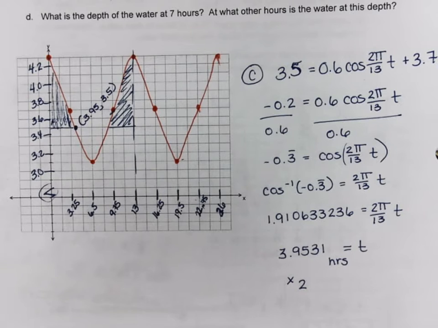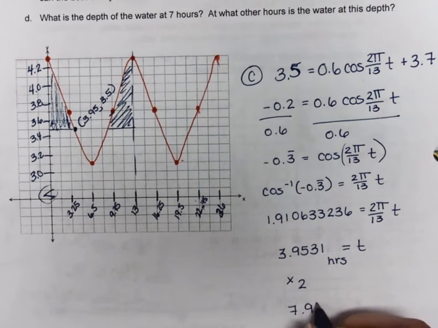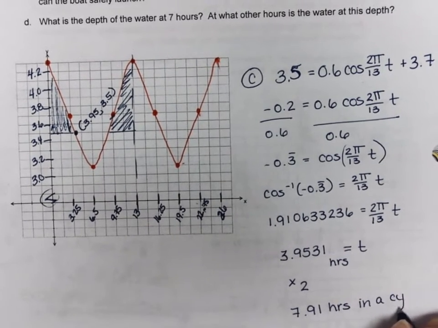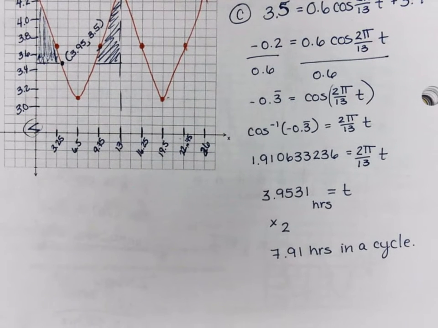Okay. So it can safely dock 7.91 hours in a cycle. So can you check if your T is right just by looking at it? Yeah, it should be approximately where you are.